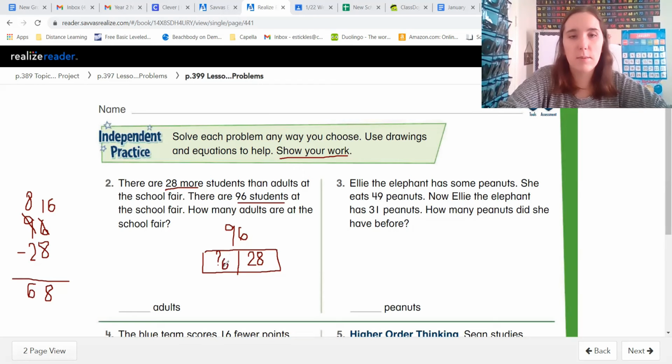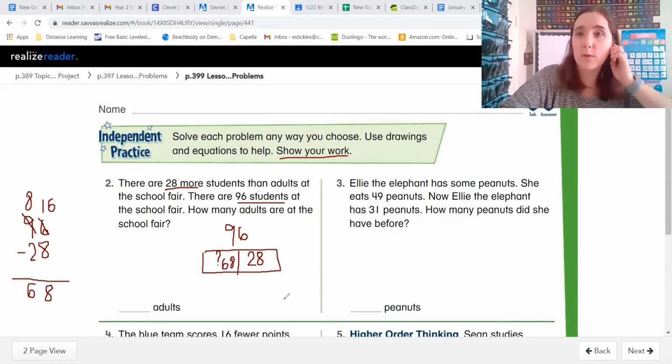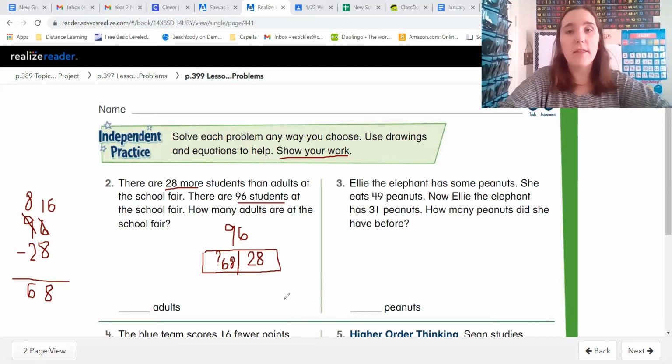And I'm going to make sure I fill in my bar diagram here. And ladies and gents, you do need to be drawing these bar diagrams with me, if that's what I do. And then if you choose to use one, you have to show it on your paper too, okay? So let's see. There are 96 students. There are 28 more students than adults, which means there are 68 adults. That's our answer.